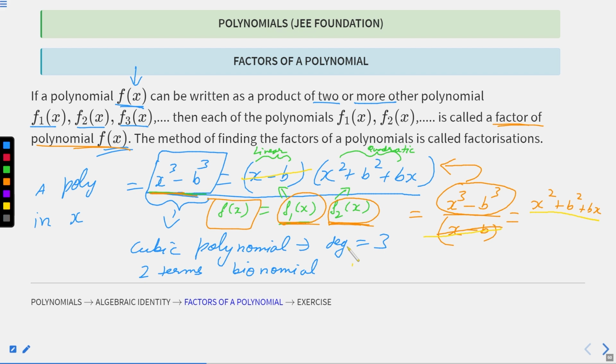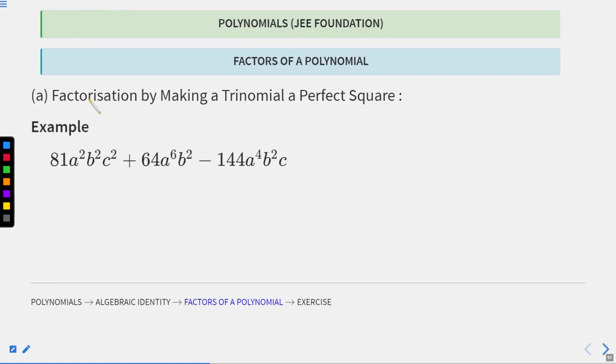Okay, let's move on and see factorization by making a trinomial a perfect square. Let's see an example of factorization by making a perfect square. There are three terms in my given expression, so it is a trinomial. And let's see what I mean: 81 is 9 square, and this term equals this.